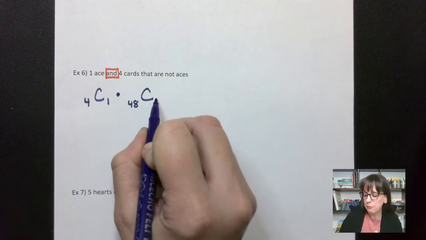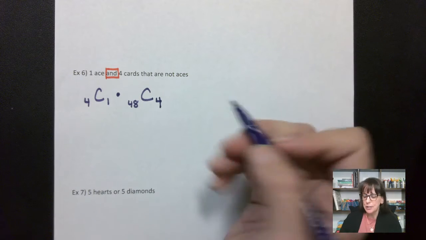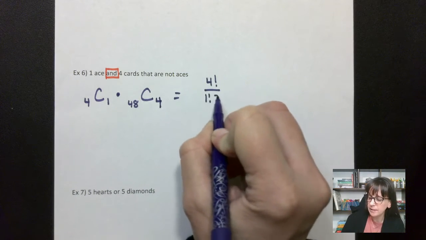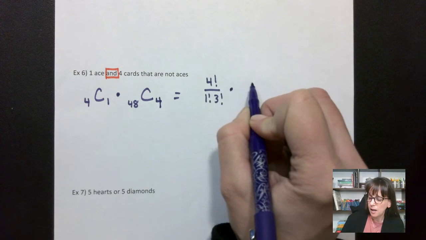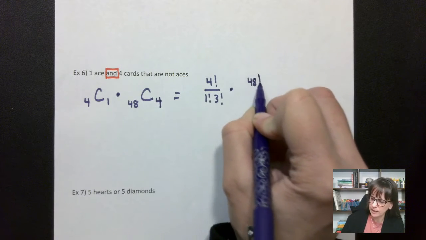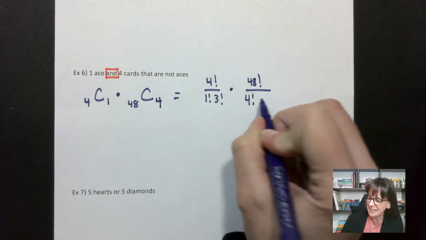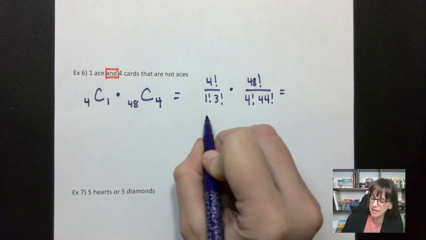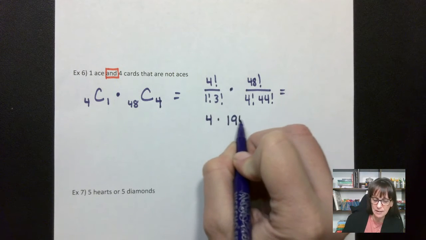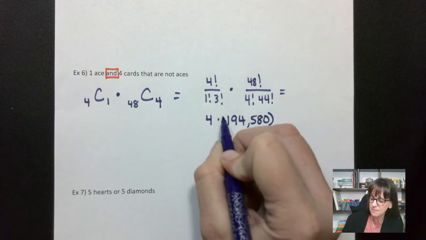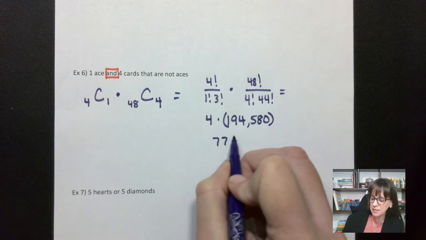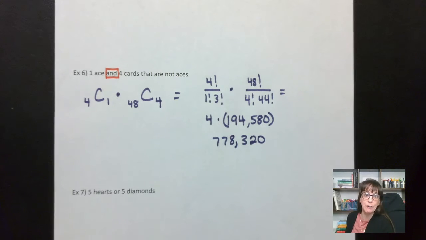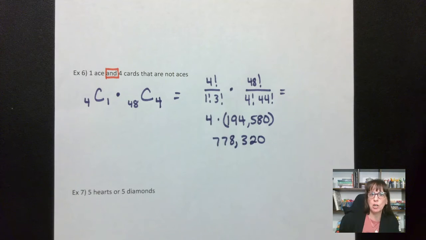And I need 4 more of those. Okay? So if we do that, we end up with 4 over 1, and then find the difference, times 48 over 4, and then find the difference, 44. Plug all that into our calculator, we essentially end up with 4 times 194,580, and that gives us 778,320 different ways to have 1 ace and 4 cards that are not aces.